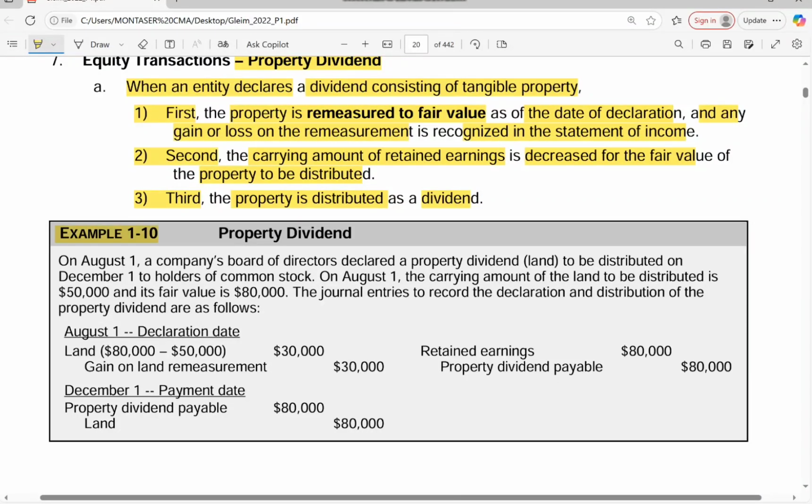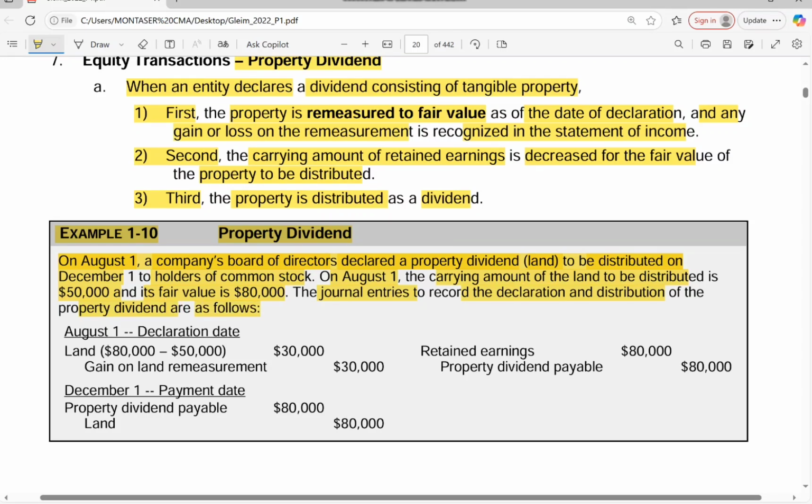We have this example explaining the accounting treatment and journal entries for the property dividend. On August 1, a company's board of directors declared a property dividend in the form of land, to be distributed on December 1 to all holders of common stock. On August 1, the carrying amount of the land to be distributed is $50,000, and its fair value on that date was $18,000. So the journal entries to record the declaration and distribution of the property dividend are as follows.